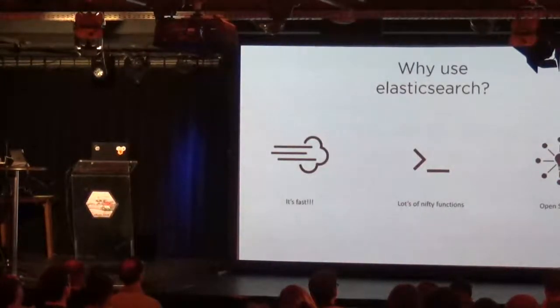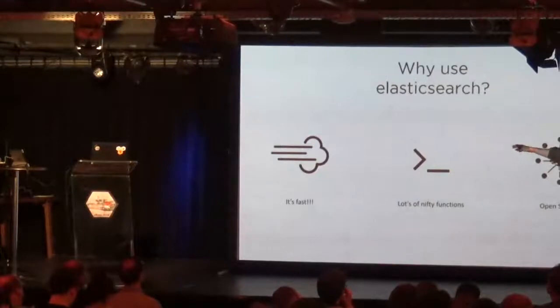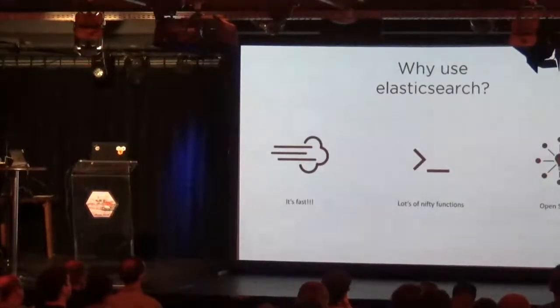So why should you use Elasticsearch? First of all, because it is fast. It is really, really fast, especially for text searching. It's got a lot of nice functionality built into it. It's pretty easy to use, and obviously because it's open source, and as people, we like open source.